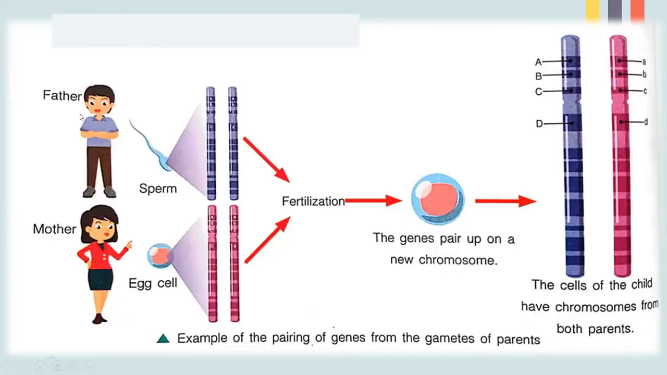Let's just say this is your father and this is your mom. So when the sperm cell of your father meets the egg cell of your mom, their chromosomes unite and the genes pair up on a new chromosome. So let's say the blue one is your dad's chromosome and the pink one is your mom's chromosome. So these are now your chromosomes as their child. So this is now the combination of their chromosomes.